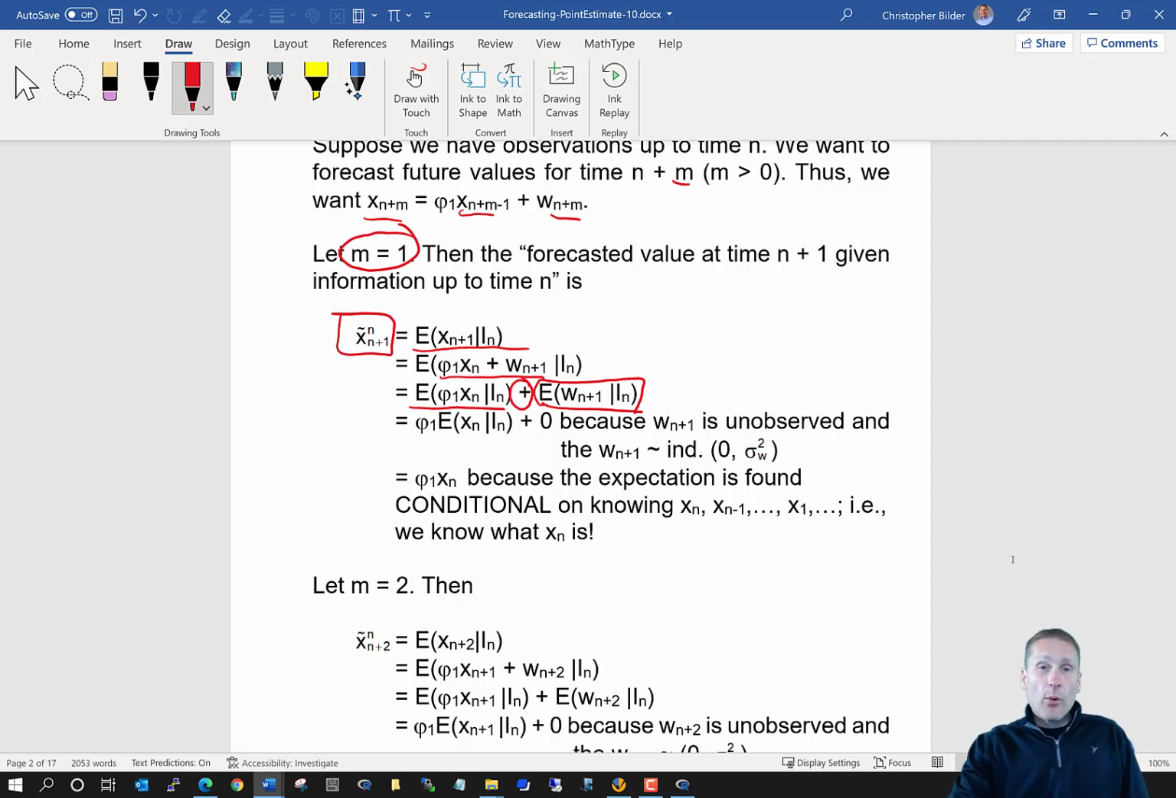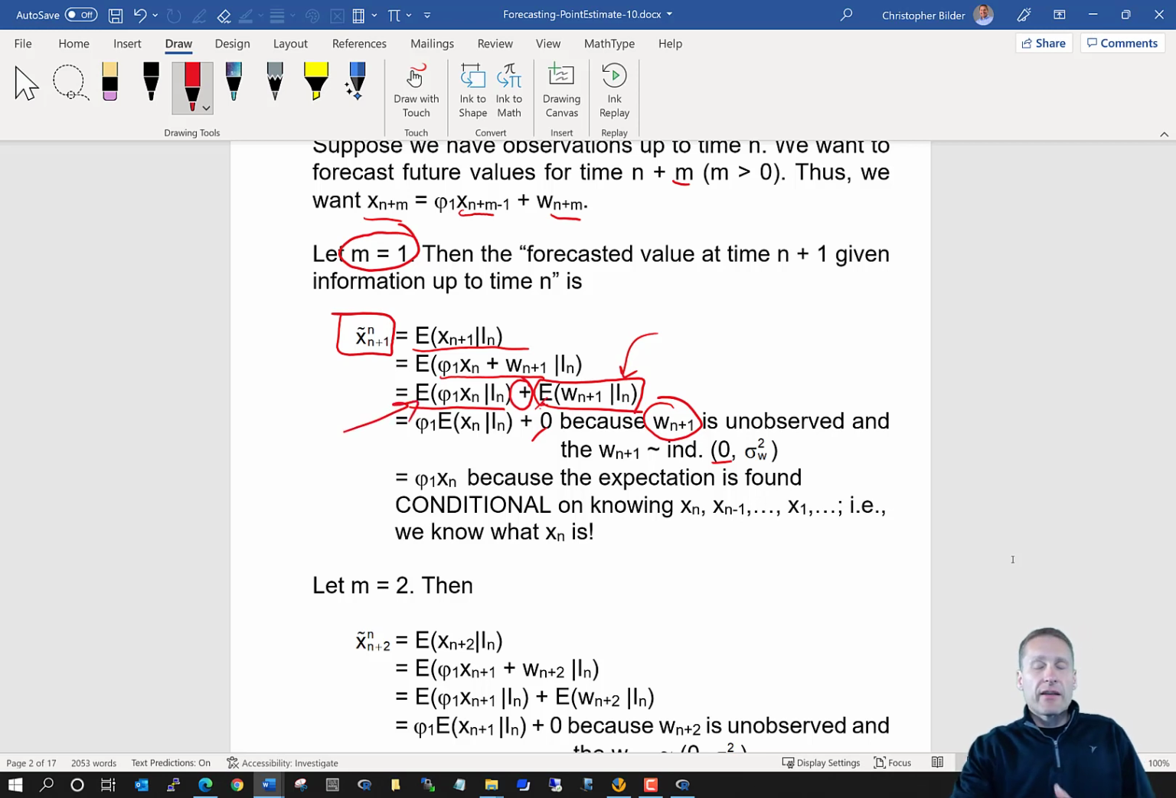Okay. We have not observed anything about the n plus 1 time point. This is one time point into the future. And so all we know is that this w is independent of other w's with a mean of 0 and a variance of sigma squared w. So when I take the expected value of this w of n plus 1, and I know it's independent of this past, well, that expected value is simply 0 because of this right there.